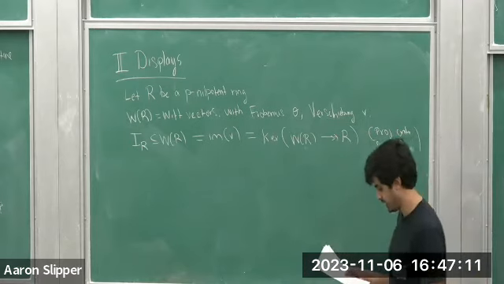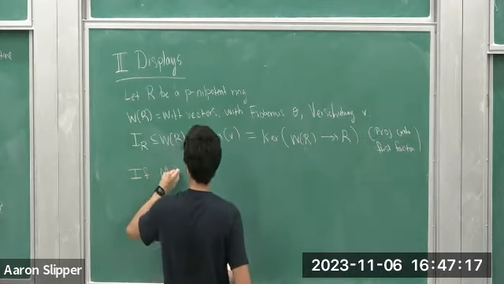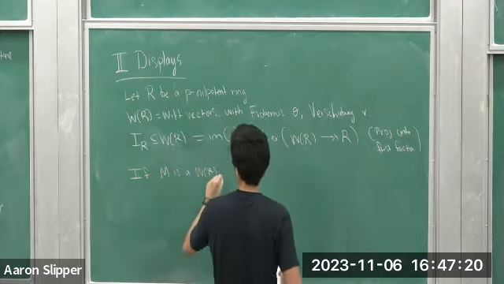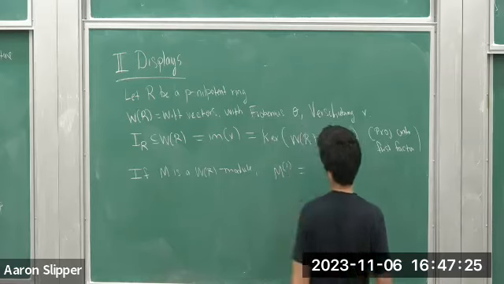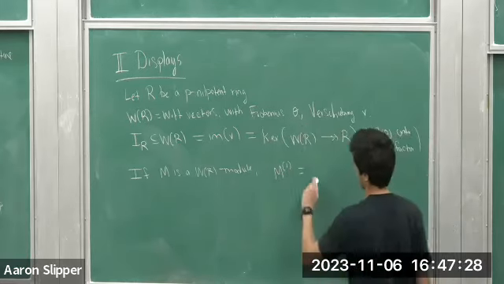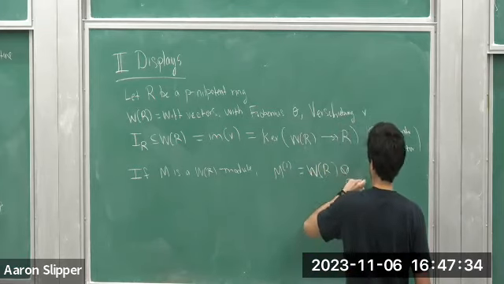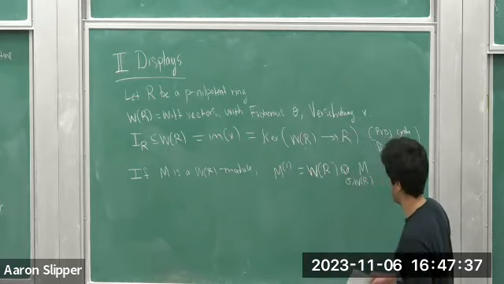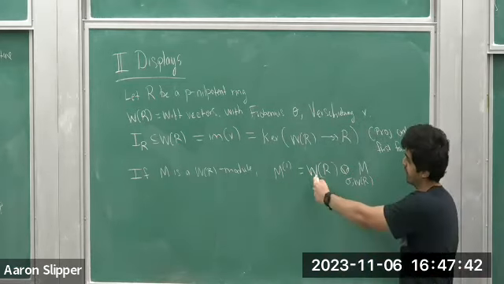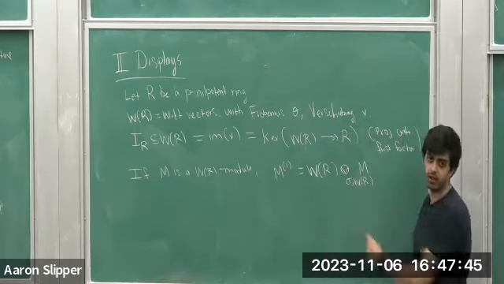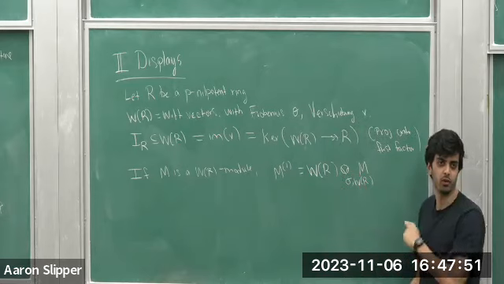And if M is a WR module, we'll write M1 to be its twist by the Frobenius. This means that we view M1 as a WR module where the action is given by multiplication on this factor. And if you want to move a scalar from here to there, then it has to come over with a factor of sigma.